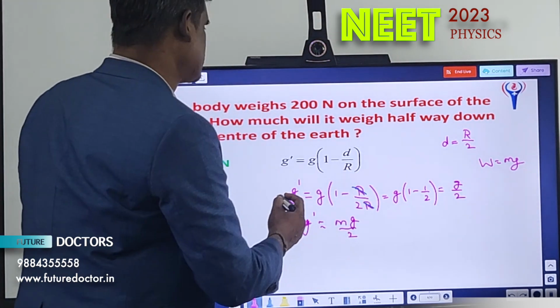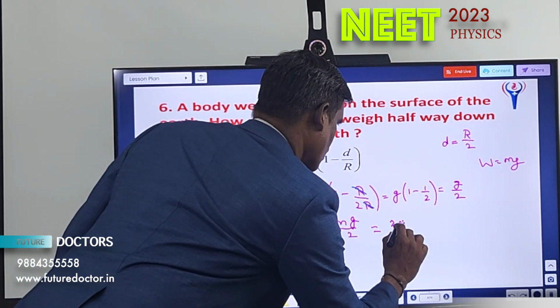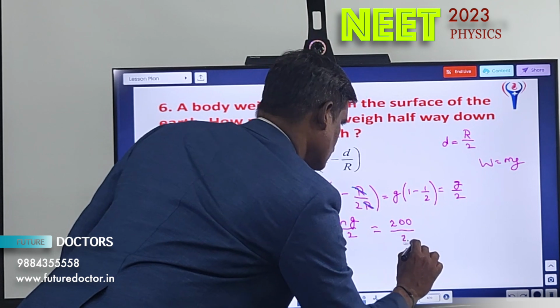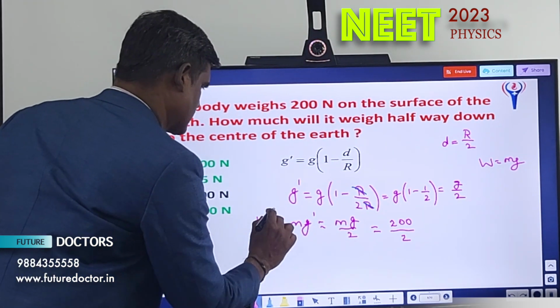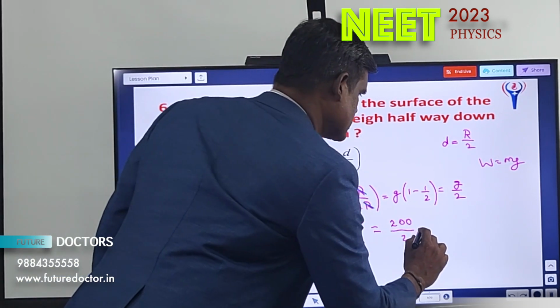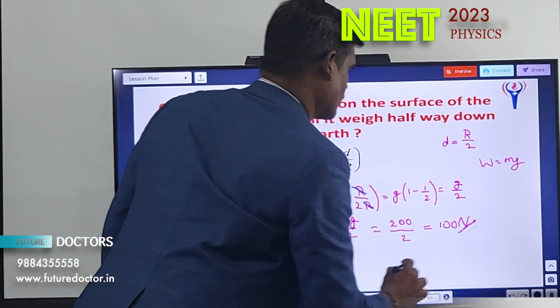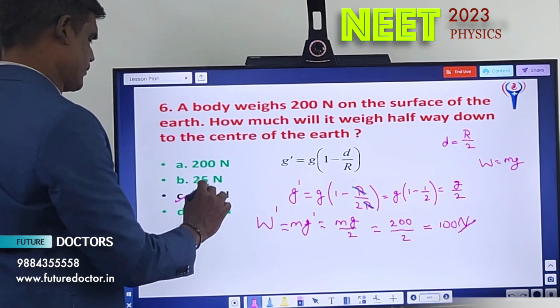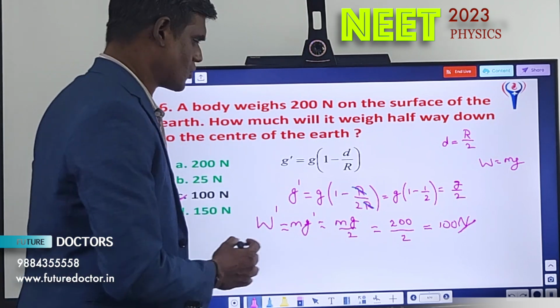Okay. And m g is only given, 200. Therefore, this is equal to 200 divided by 2. This is only weight W dash. 200 by 2 is 100. 100 Newton. That is option C. Option C is the correct answer. Let's move to the last question.